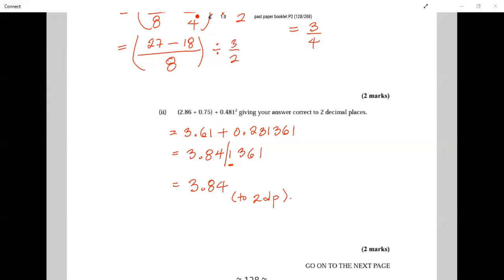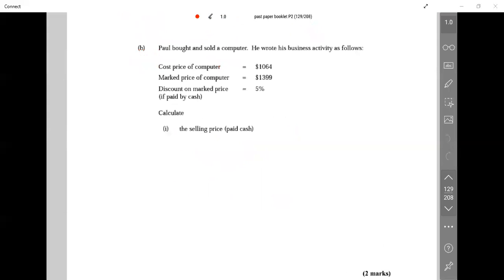Let's continue. All right, so let's have a look at this. This says Paul bought and sold a computer. He wrote his business activities as follows. The cost price of the computer is $1,064. The mark price of the computer is $1,399. A discount on the mark price of 5% if you're paying by cash. You're to calculate the selling price, that is if the person is paying by cash.